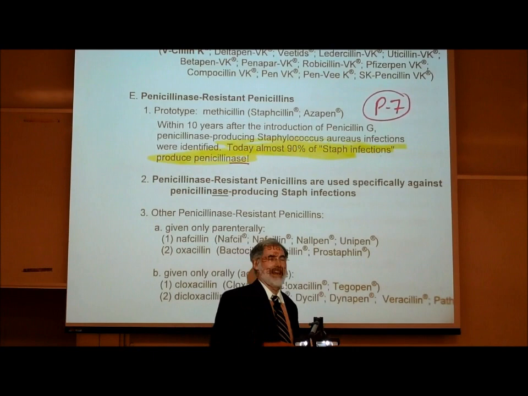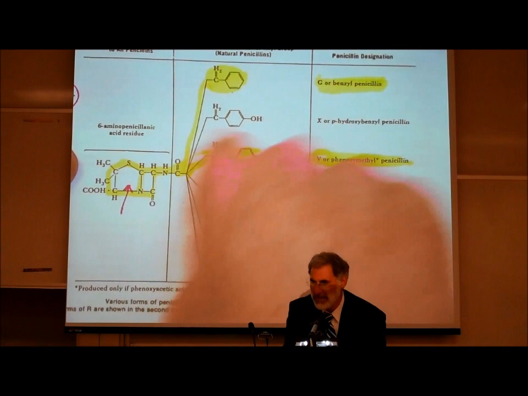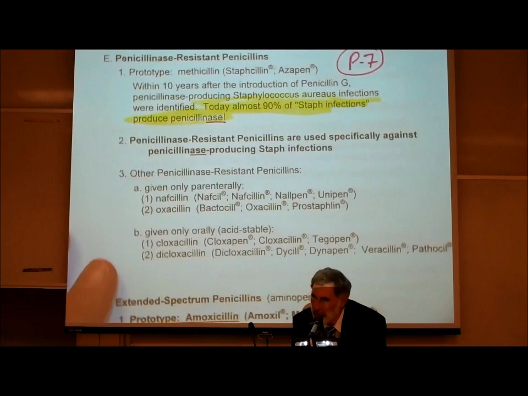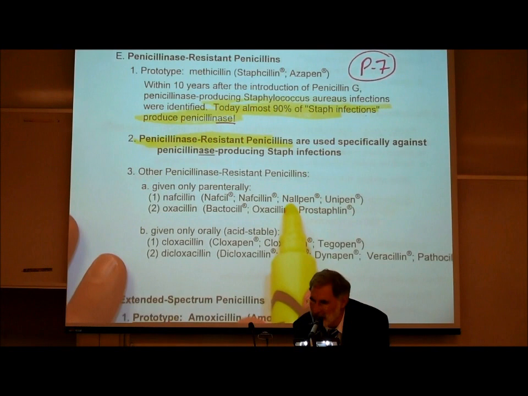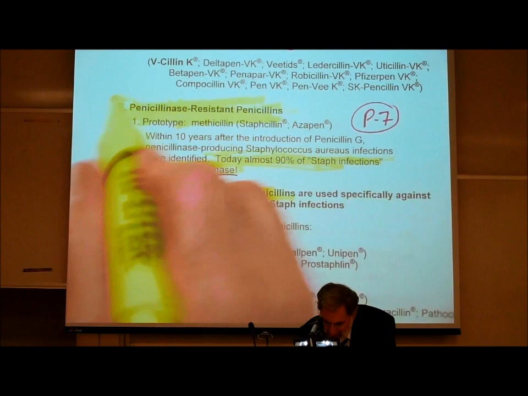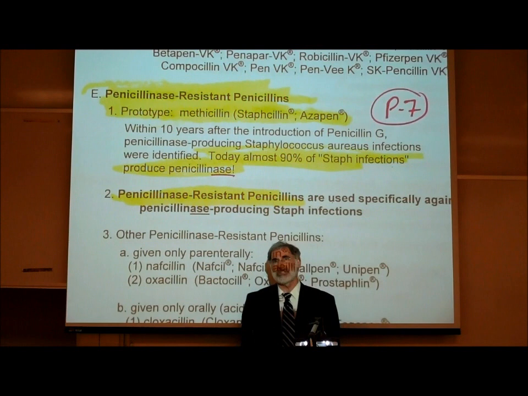So what they did is they said, you know what? Let's modify this penicillin molecule and see if we can't make it so that that penicillinase enzyme won't work against it. And they did. And the very first one of these penicillinase-resistant penicillins that they developed was called methicillin. It's right here. And in fact, it went under brand names like staphcillin. Does staphcillin sound like it would be used against staph?